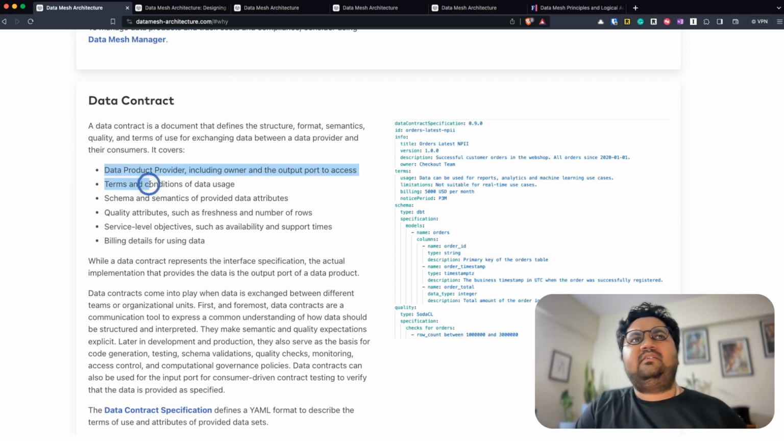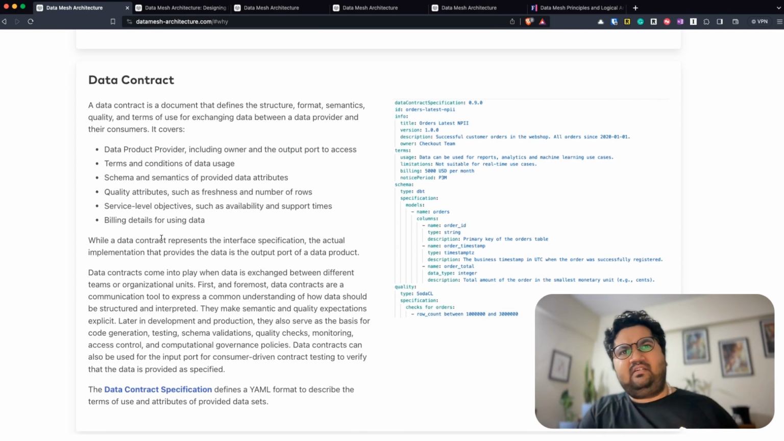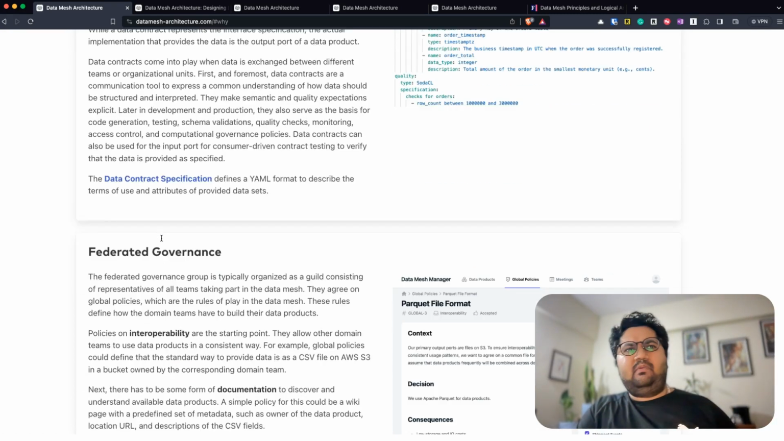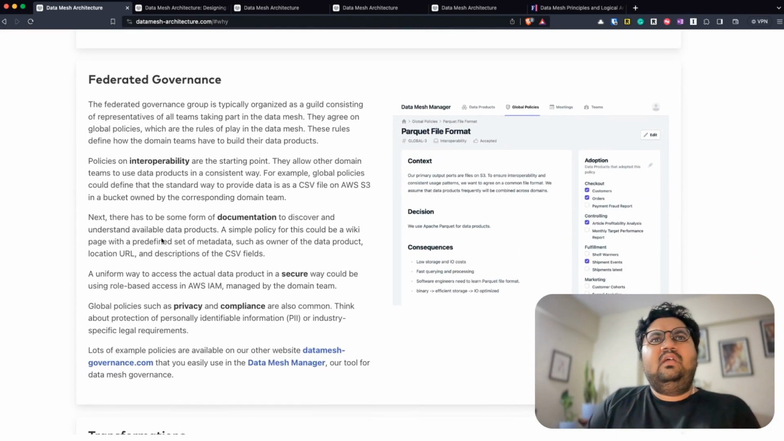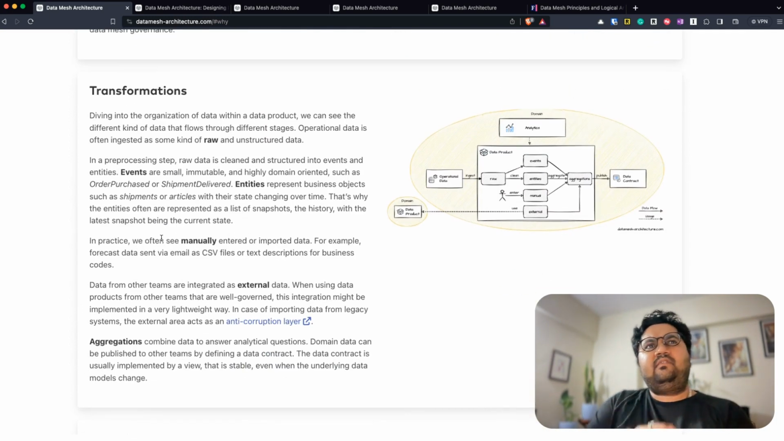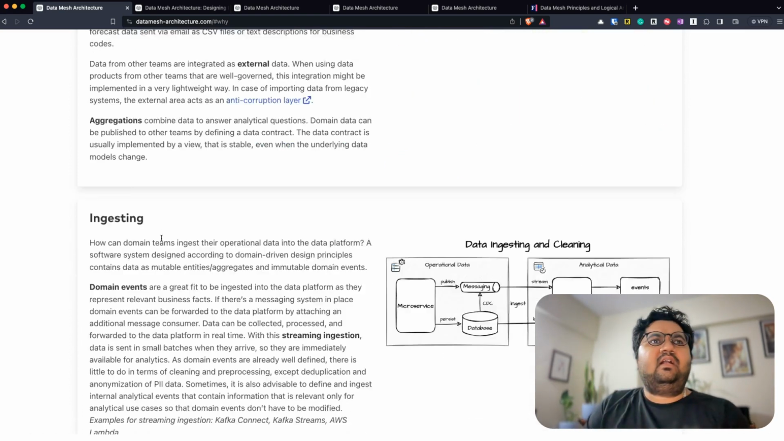It covers every aspect: terms and conditions, schema, quality attributes, service level stuff like availability and support times, even down to something like port number availability, billing details, everything. Then it talks about federated governance, or the different kinds of transformations you can achieve between entities, external data, internal data, and stuff like that.